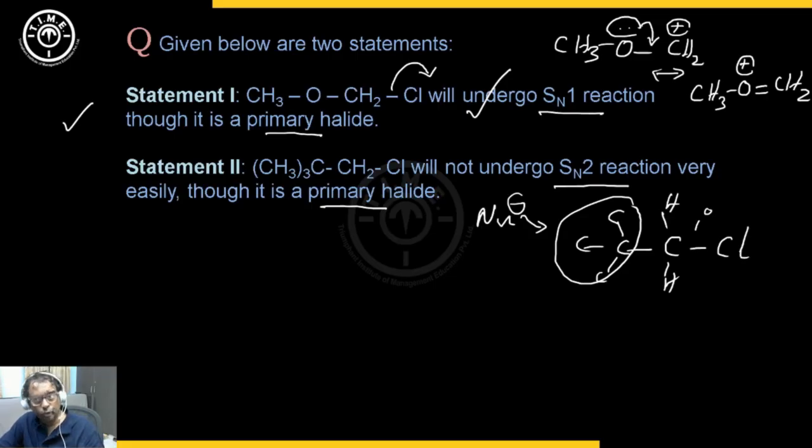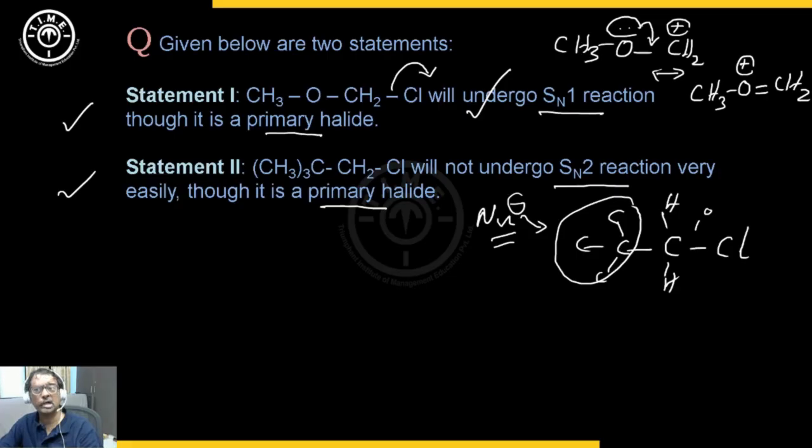So though this is a primary halide, it is only for namesake a primary halide. It's like a tertiary halide rather, because you have a tertiary butyl group here blocking the way of the nucleophile. So the nucleophile is not getting a clear path to come and attack this carbon from the rear side. Therefore, though this is a primary halide, it will not undergo SN2 reaction. This is also correct. So statement 1 and statement 2 both are correct.